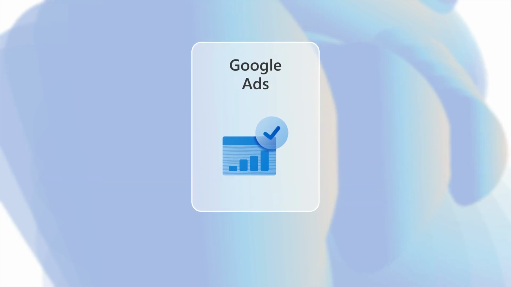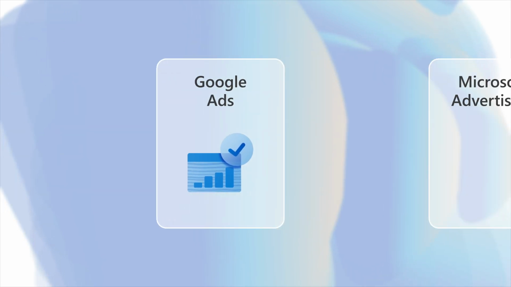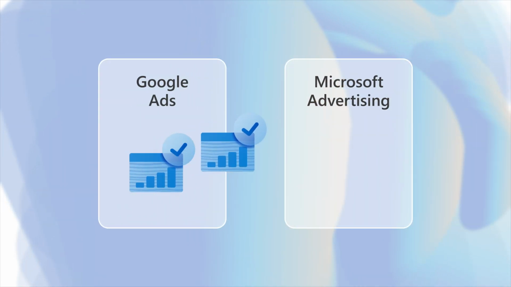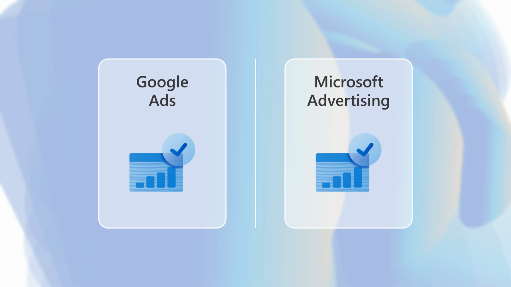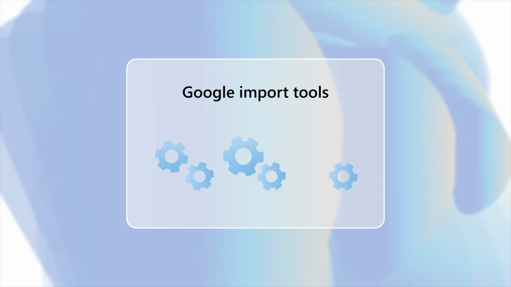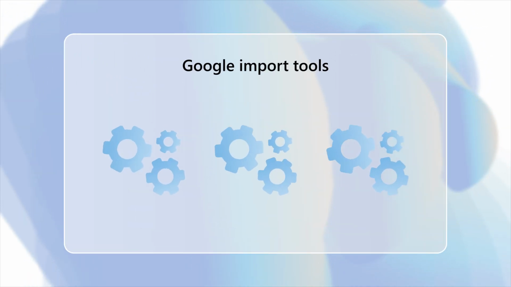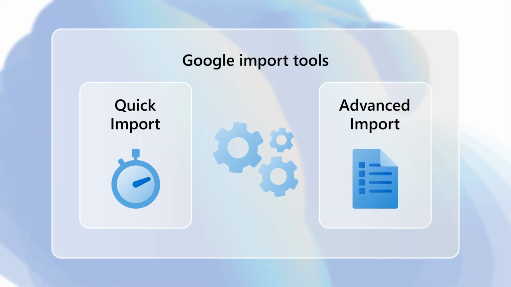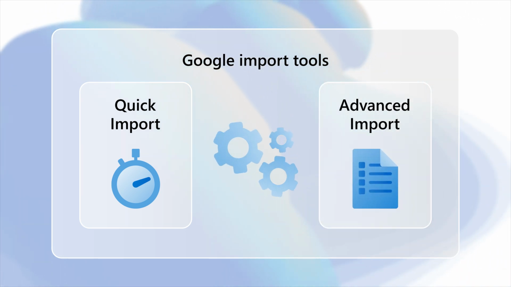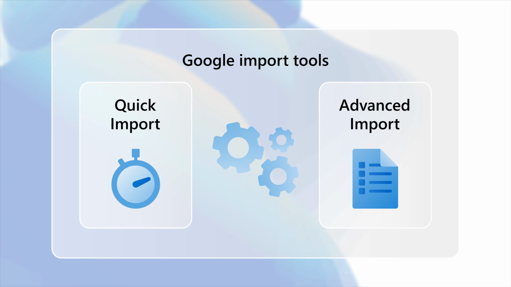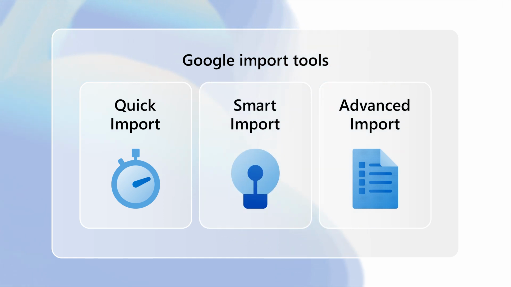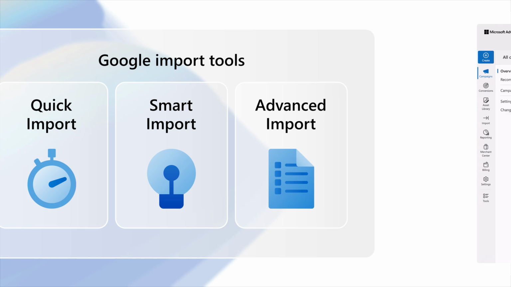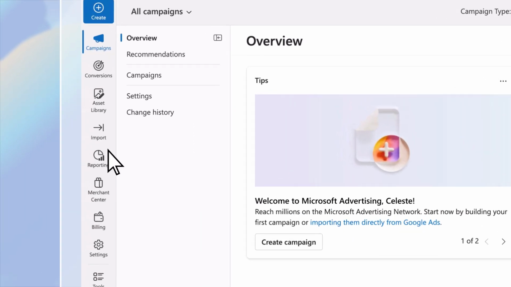Want to copy and paste your Performance Max campaigns from Google Ads to Microsoft Advertising without starting from scratch? You can easily do so with our latest Google Import tools. Use Quick Import to duplicate your Google Ads in seconds. Advanced Import to select specific items and customize settings in detail. Or if you're not sure where to start, try Smart Import to balance control and ease. Let's look at each option in detail.